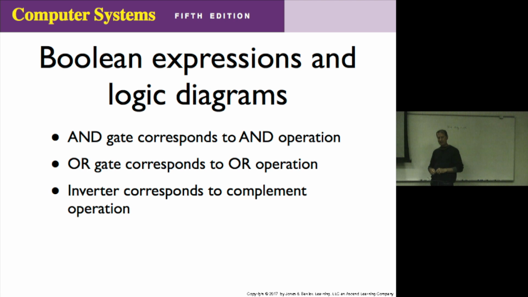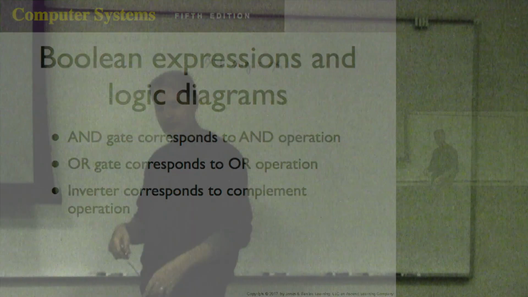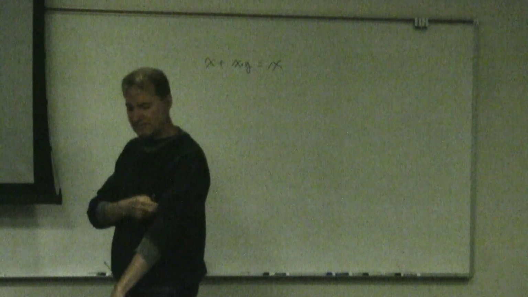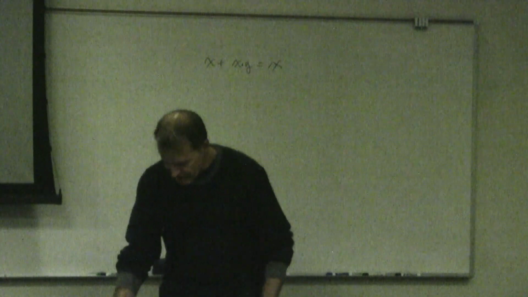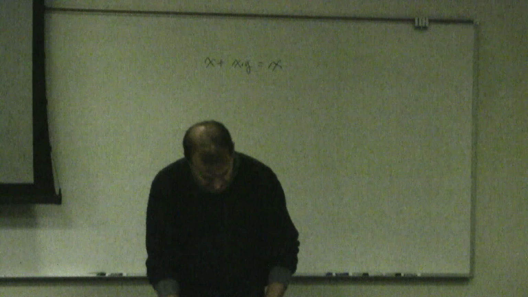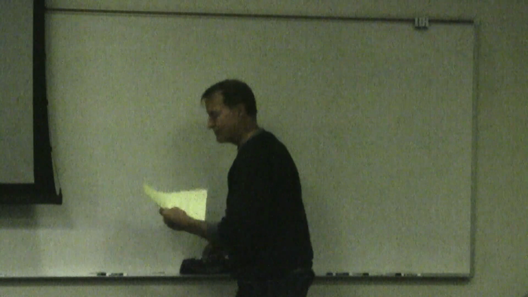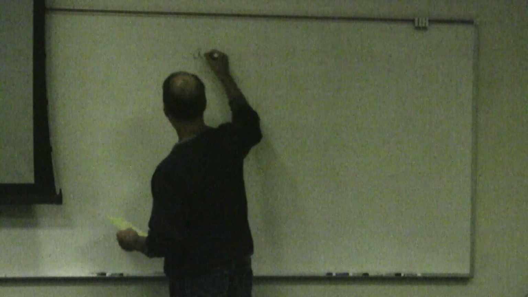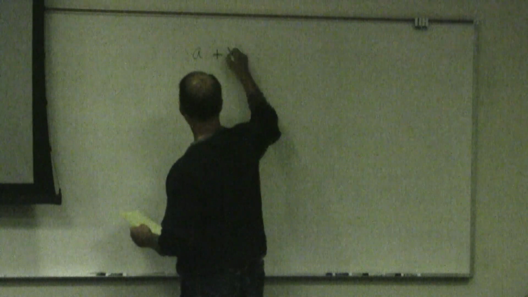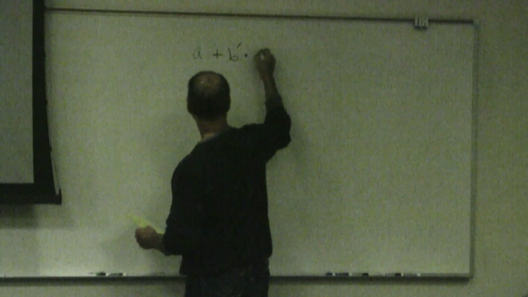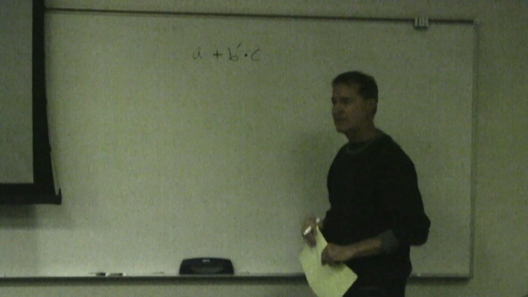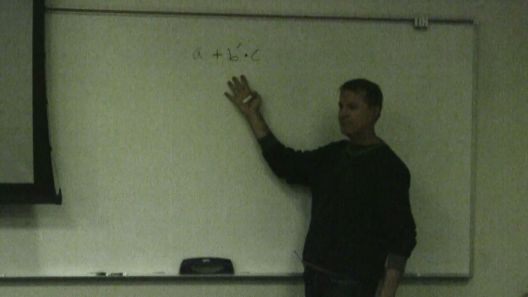The AND gate corresponds to the AND operation. The OR gate corresponds to the OR operation. The inverter corresponds to the complement operation. And it's really easy. Now look here. Suppose I give you, actually I should not show you this. Let me write down a Boolean expression: A or B prime and C. Let's just consider this Boolean expression.